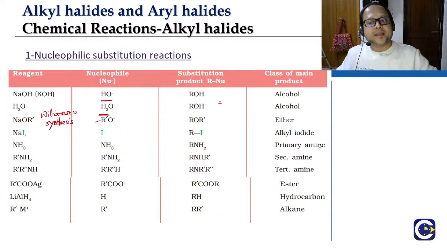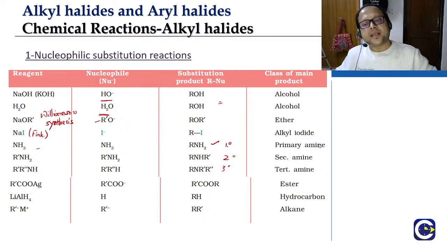Okay. NaI, you have already studied, right? Finkelstein reaction, remember? You could have AgF also, Swarts reaction, same thing, fluoride is replacing it. Now if you treat this with ammonia, you get primary amine. Again, when RNH2 reacts, you will get secondary amine. Again, the same thing will attack another RX, you will get tertiary amine, right?